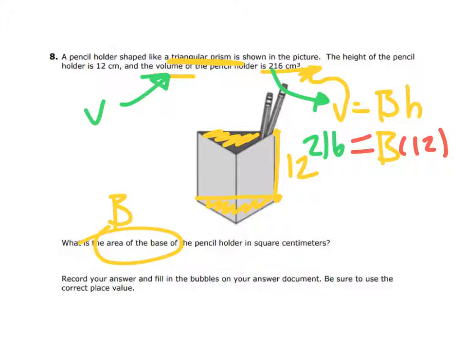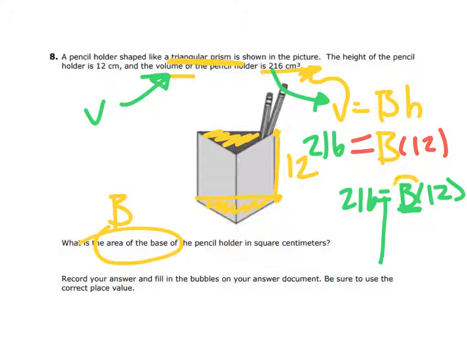216. Now, this goes back to a little bit of 6th grade and a little bit at the beginning of the year. What we have here is an equation. So I have 216 is equal to capital B times 12. Well, I want to get capital B by itself. So we need to split this into two equations.